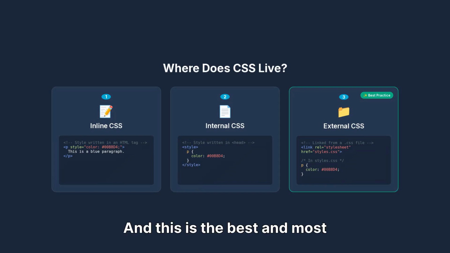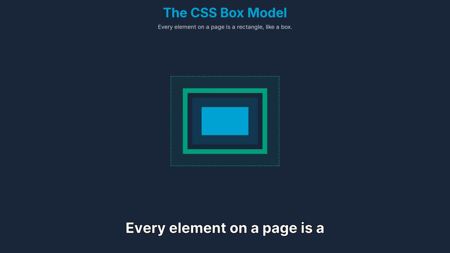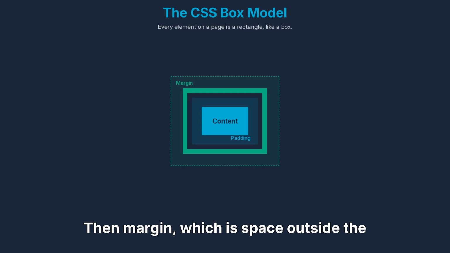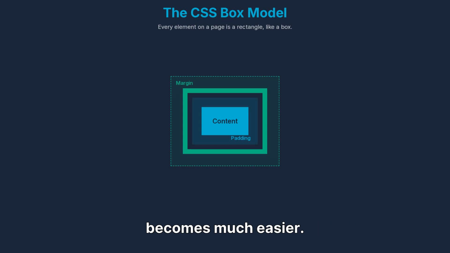And this is the best and most professional approach, because your HTML stays clean and your CSS stays organized. Now there are some CSS ideas you must understand early. The first is the box model. Every element on a page is a rectangle, like a box. That box has content. Then padding, which is space inside the box. Then border, the edge. Then margin, which is space outside the box. If you understand the box model, CSS becomes much easier.